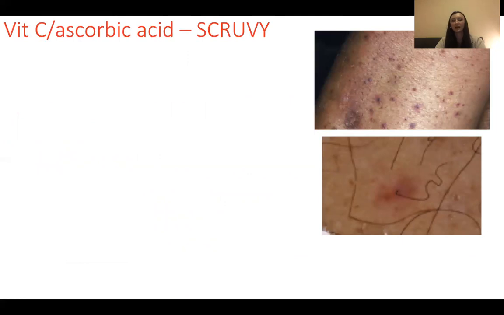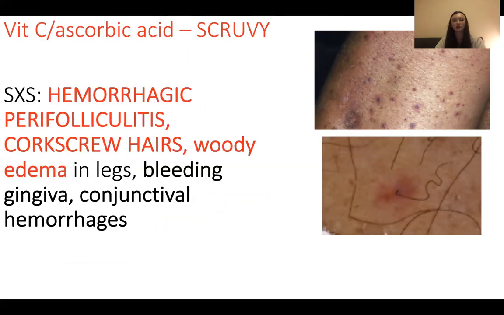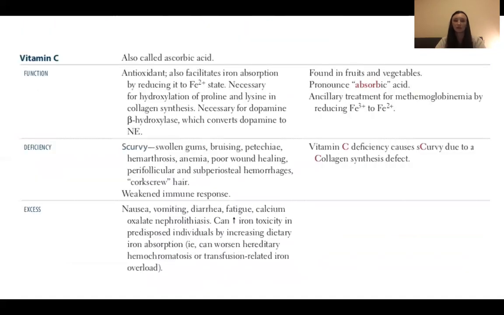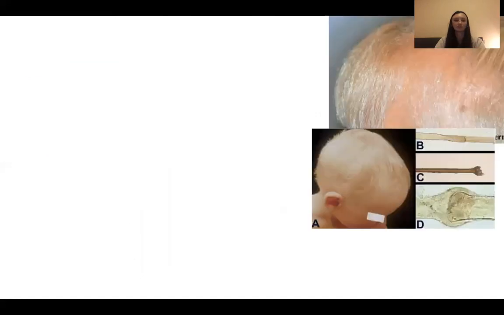Vitamin C, ascorbic acid, is associated with scurvy. So hemorrhagic perifollicular corkscrew hairs, woody edema is noted. And so here's like vitamin C, and knowing that it facilitates iron absorption, and it's necessary for hydroxylation of proline and lysine and collagen synthesis, and necessary for dopamine beta hydroxylase, which converts dopamine to norepi.